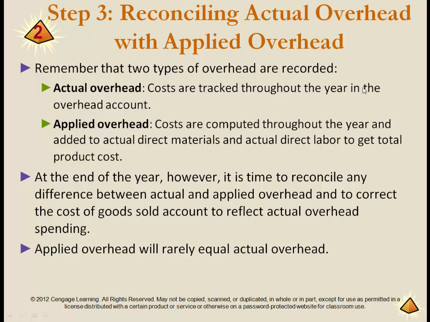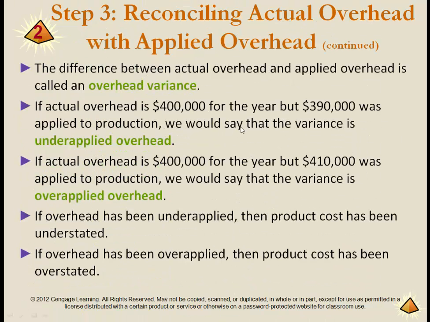So actual overhead is the costs that we've tracked through the year. That's the dollars that we've truly spent. Applied overhead is what we've applied to given jobs throughout the year. And we're going to look at the difference between those two because they're hardly ever equal. Generally, they're not going to be exact. So if actual overhead is 400 and you only applied 390, you're underapplied by 10,000. If actual overhead is 400,000 and you applied 410, you're overapplied. In other words, you've assigned more overhead to the jobs than what you truly spent on a dollar basis.